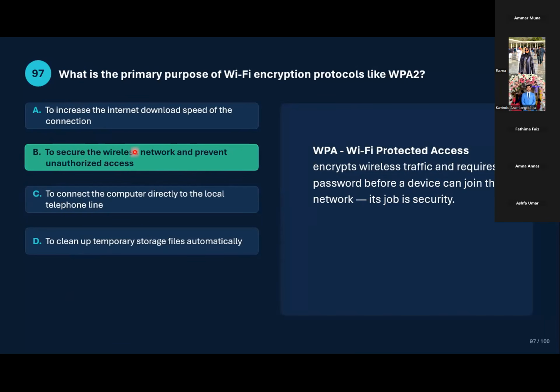So to secure the wireless network and prevent unauthorized access, because only the device with the password can access the network, and it doesn't do anything with the internet speed or things like cleaning up temporary storage. It doesn't do anything. Answer here is B.